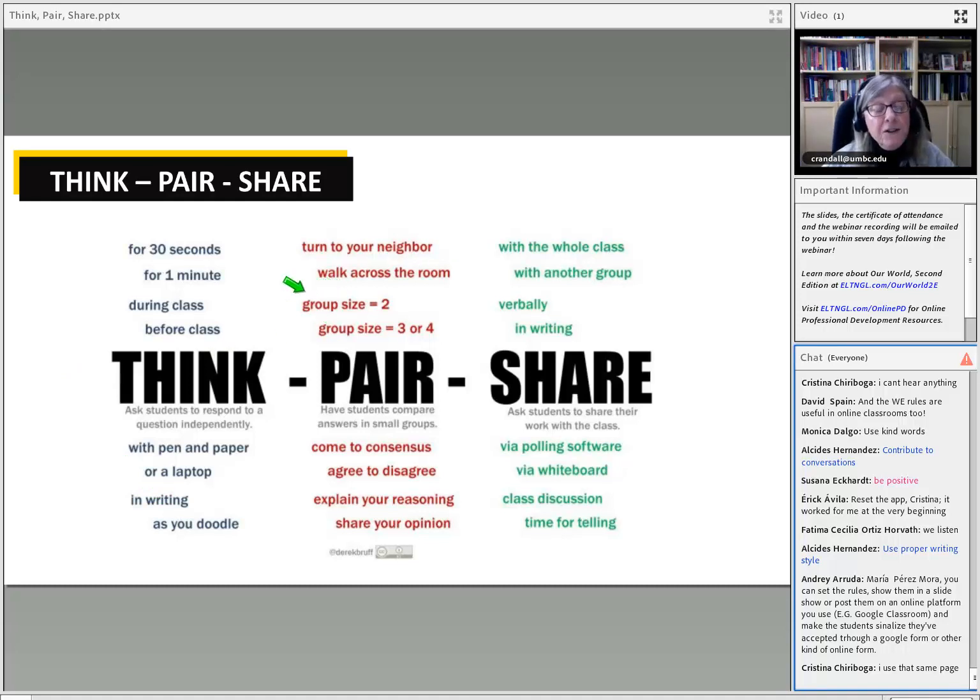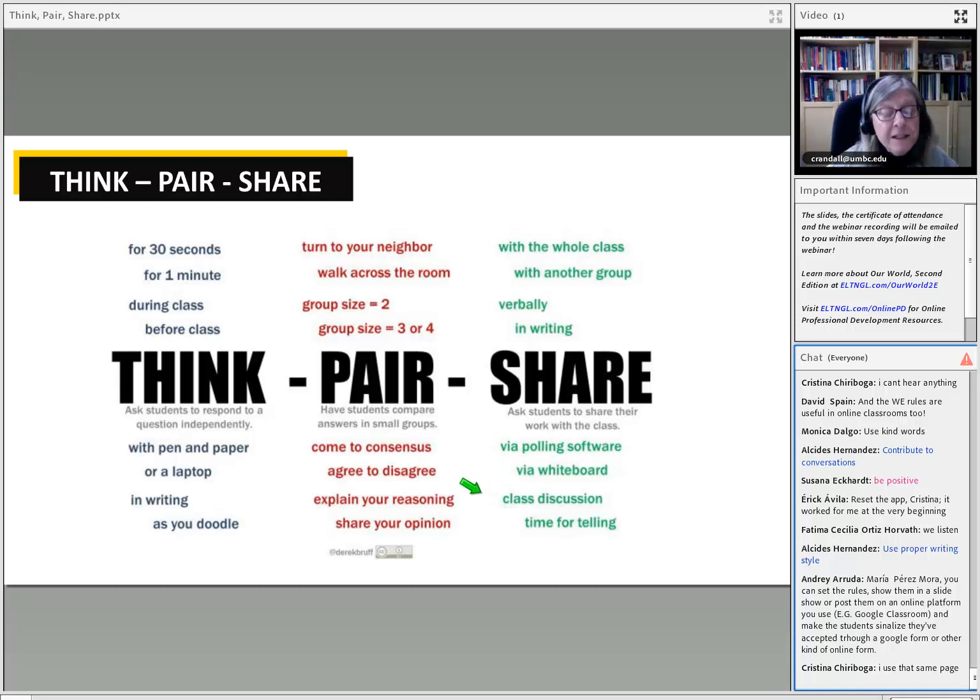Then, when they share with a partner, they can walk across the room if they're in the room, but there's no reason at all that they can't be using something like writing. They could communicate via WeChat or one of the many apps that are possible. And when it comes time to share with the whole class, normally we think of it in terms of speaking verbally, but there's no reason at all it can't be in writing. And in fact, in many cases, it could be via polling software like we just did. It could be with the whiteboard. It could be total class discussion.